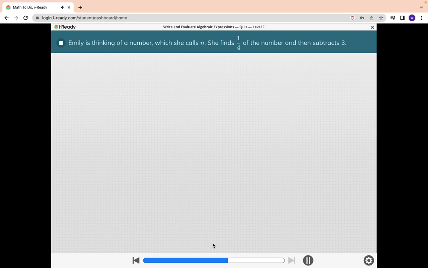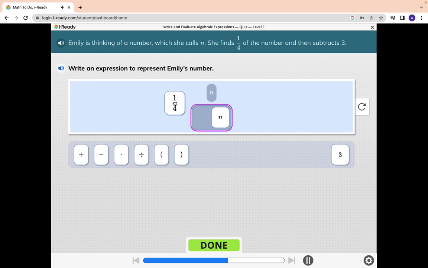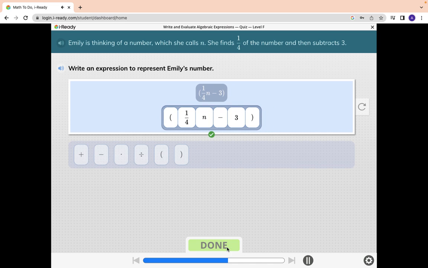Emily is thinking of a number, which she calls n. She finds 1/4 of the number and then subtracts 3. Write an expression to represent Emily's number. So 1/4 of n minus 3. That's right. You can also write 1/4 n minus 3 to represent Emily's number.